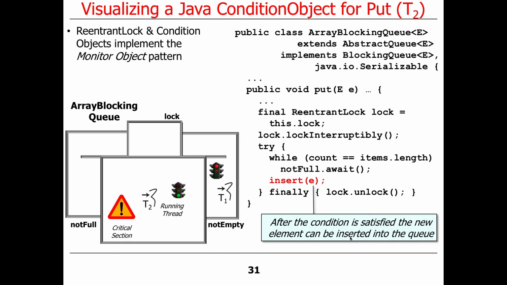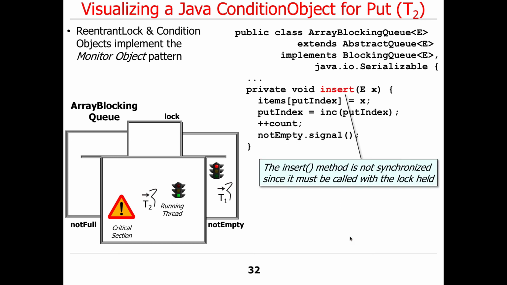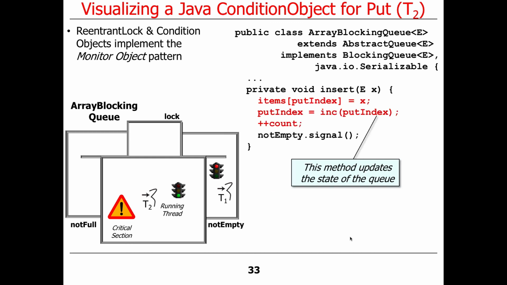At that point, with the lock held, the insert method is called to insert the element into the queue. And you can see that this is all taking place. T2 is running in the critical section. T1 is still blocked. Insert is not synchronized because it assumes it's called with the lock held. And that's something that's called the thread-safe interface pattern. We then go ahead and stick the item in the next index in the queue, increment the index by 1, wrapping it around if necessary because it's a circular queue, and increment the count of elements. All those things are done atomically because the lock is held.